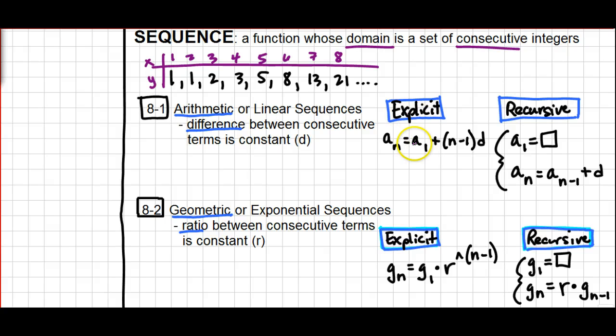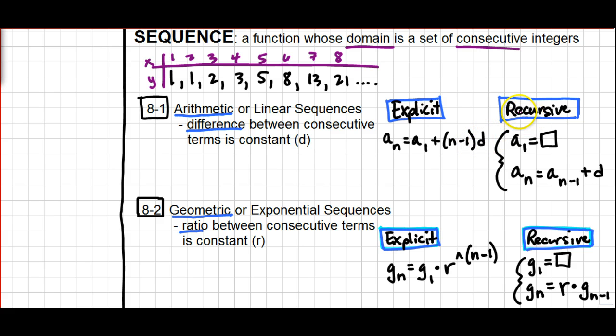The explicit formula for the arithmetic sequence has the first term given as a sub 1, so that'll be represented by some number, plus n minus 1, where n represents the term number, times the d value, which represents the constant difference between the terms. Keep in mind that if that number for d is negative, you want to make sure to put it in parentheses. Otherwise, it could look like you're subtracting the d.